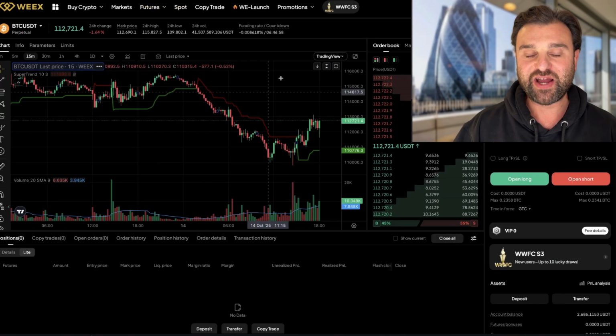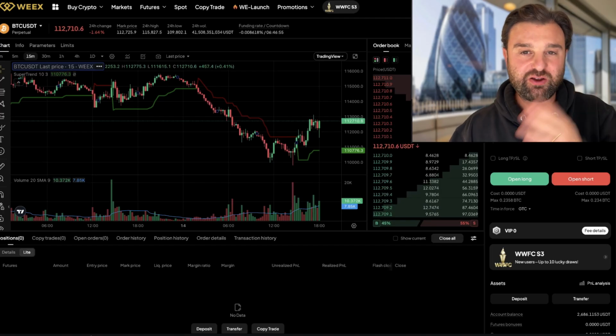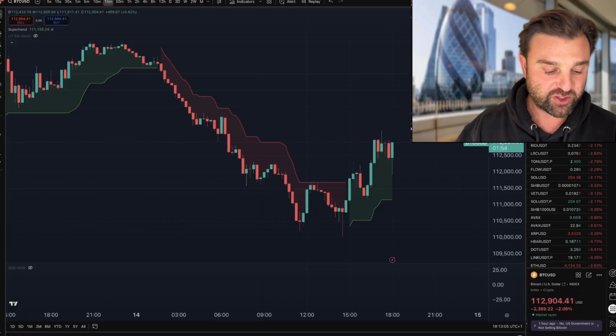So for this one, I'm actually going to go over to TradingView, which is free. I'll leave a link down below for TradingView as well, because you can see the QQE modulator much easier.